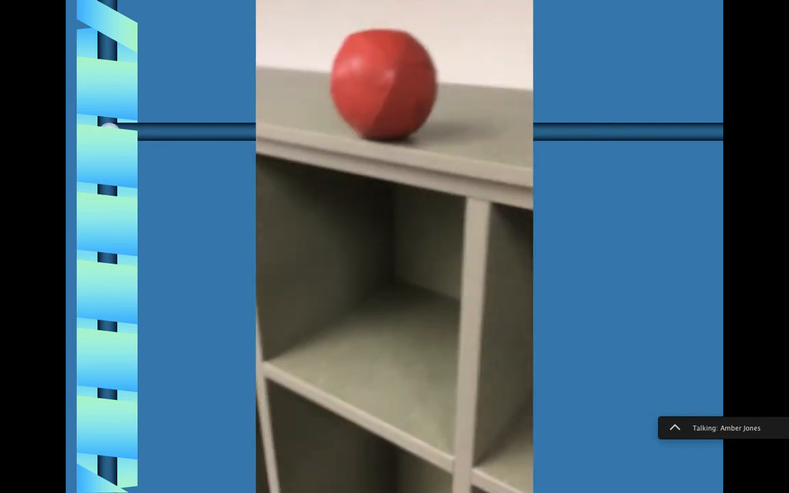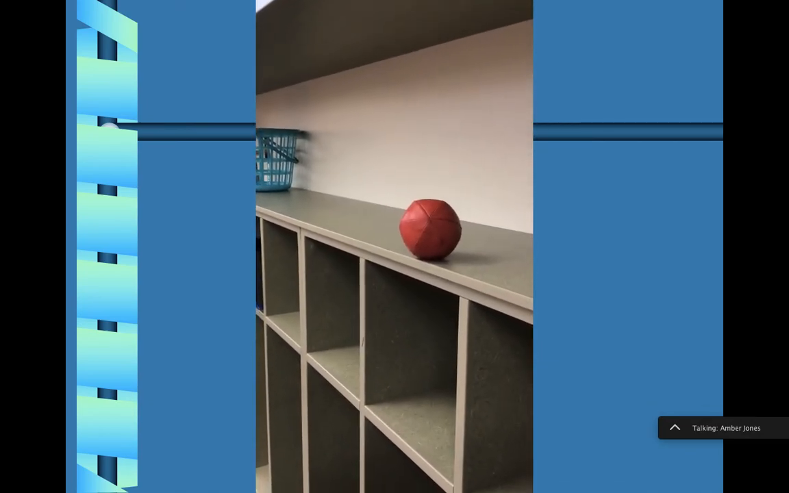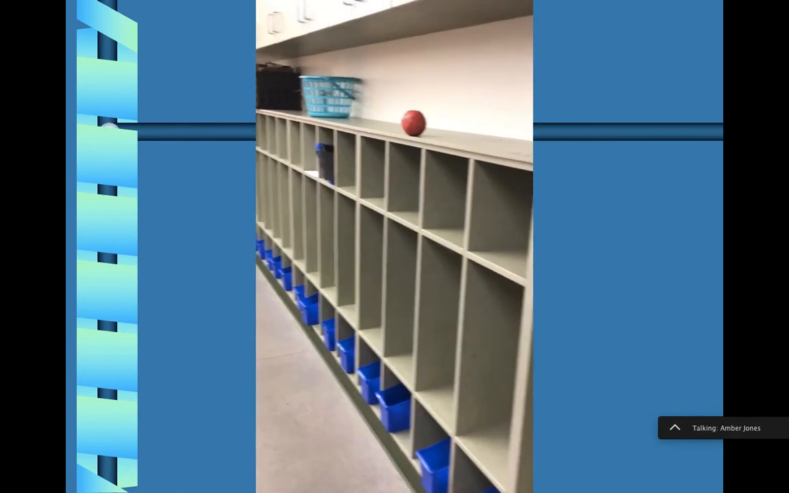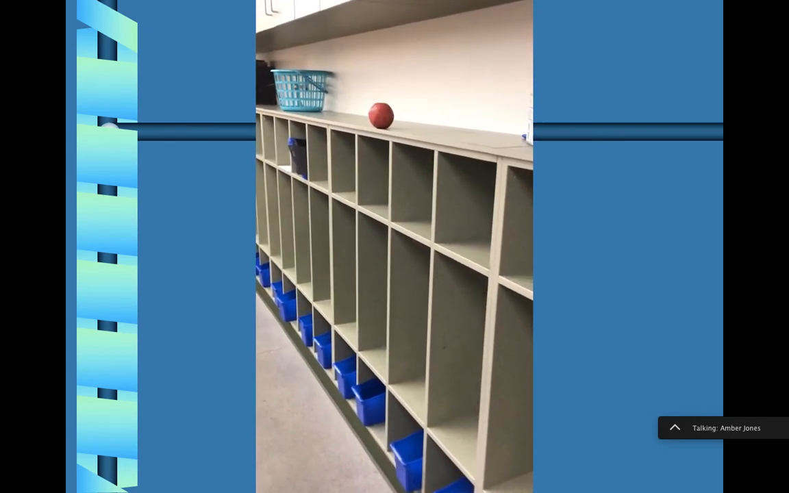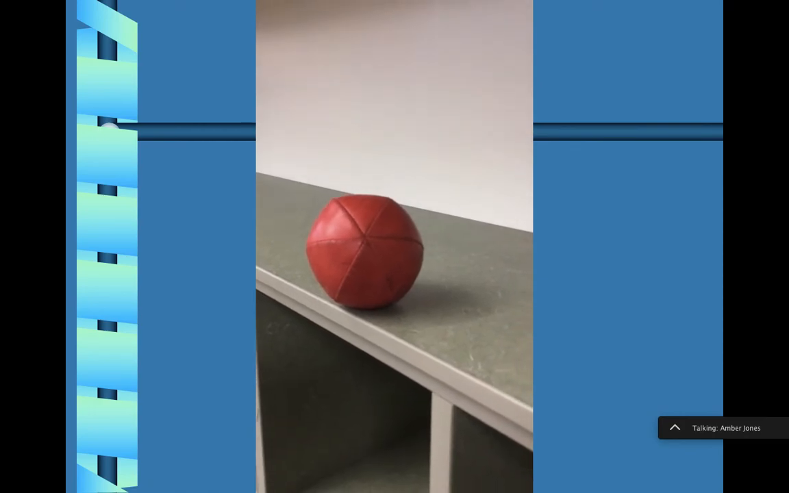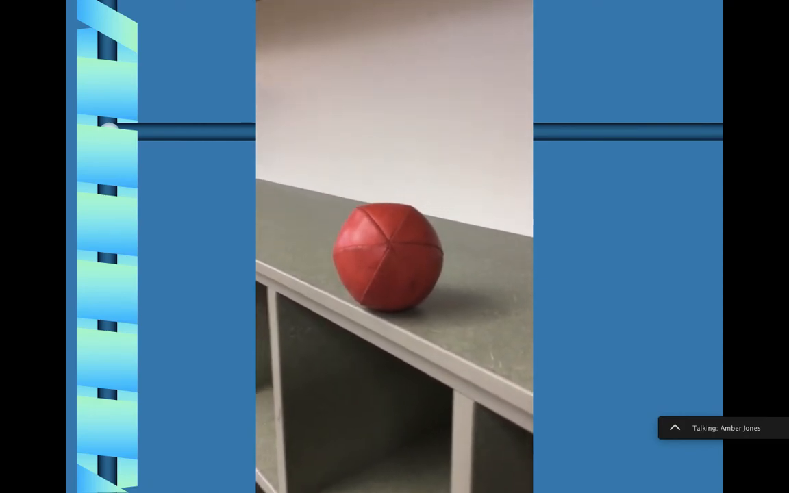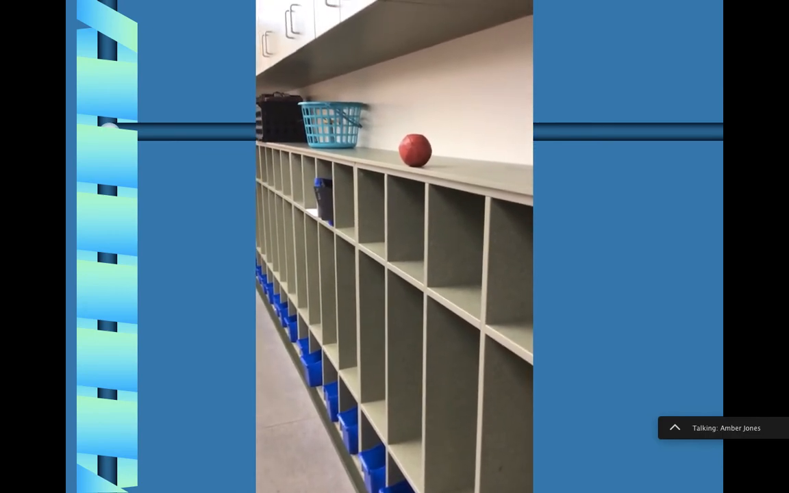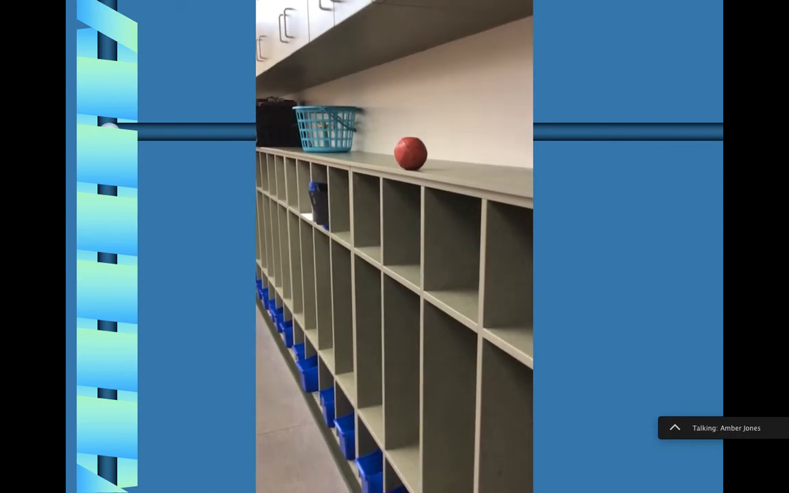So we're in my classroom here at Meadowview, and we see that we have this ball. This ball is on top of the cubbies. So right now, just sitting there, that ball has potential energy. Remember, potential energy means stored energy. So it has the potential to fall to the ground. Because it's sitting still right now, remaining in position, it has potential energy.